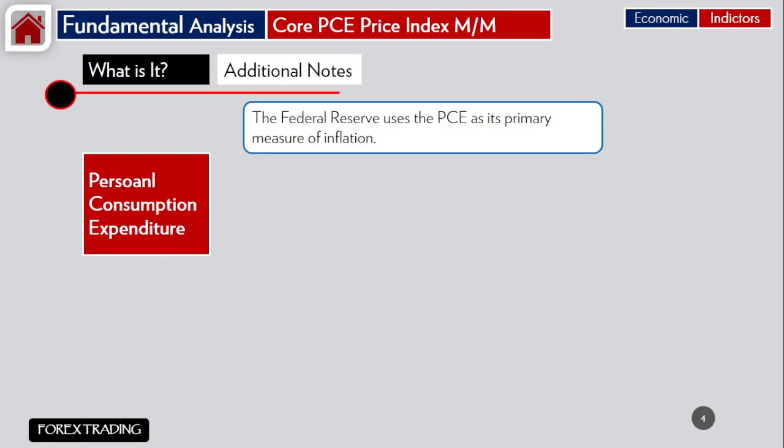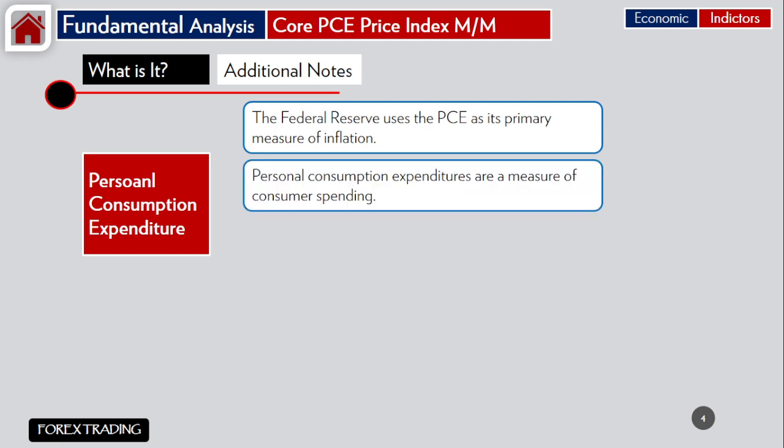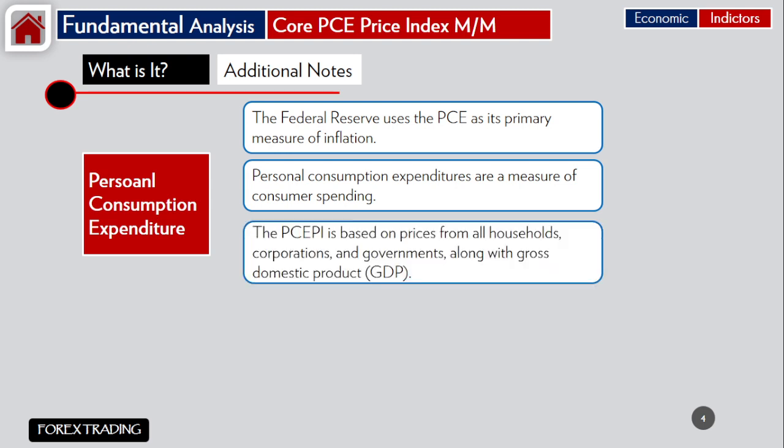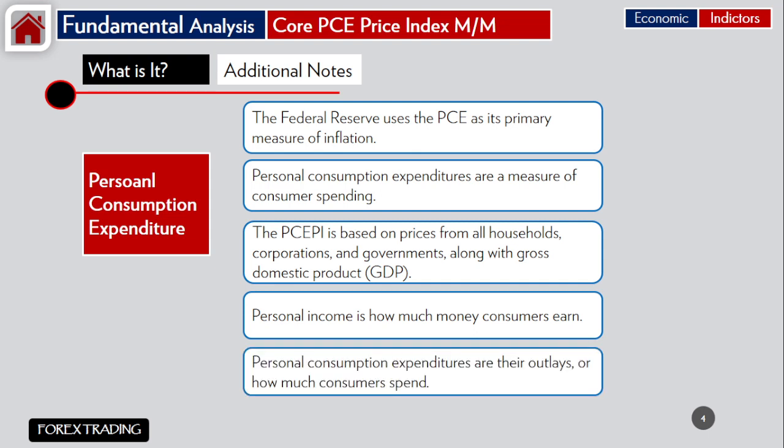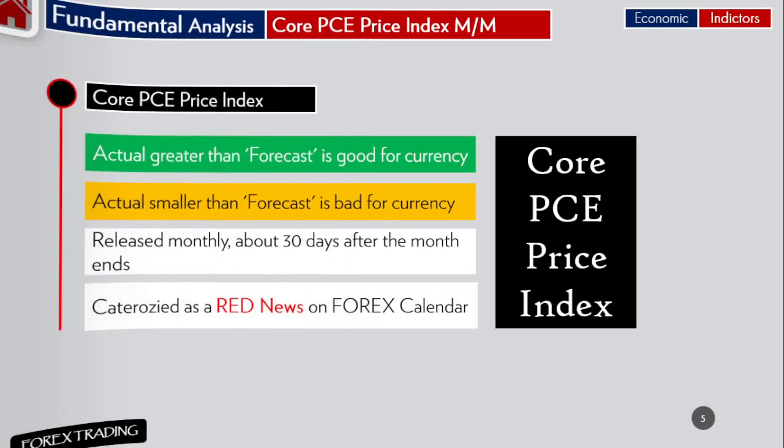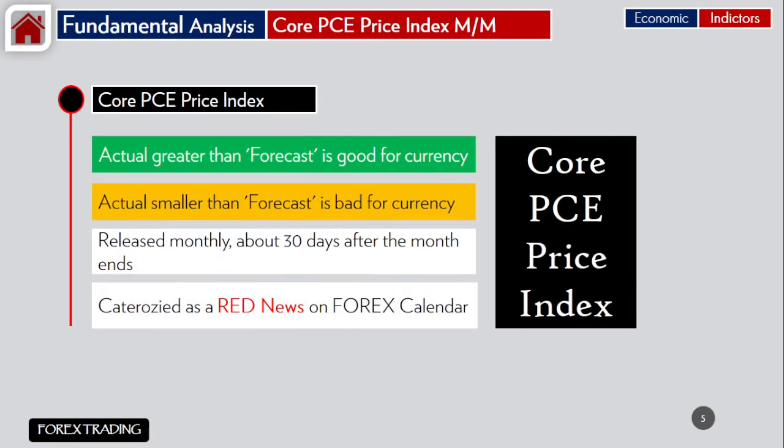So the Federal Reserve uses the PCE as its primary measure of inflation. So this is a very important economic indicator for the Federal Reserve Bank of the USA. Personal consumption expenditure is a measure of consumer spending, and PCE PI is based on prices from all households, corporations, and governments, along with gross domestic product. Personal income is how much money people earn, and personal consumption expenditure is basically how much they are able to spend on their expenses.